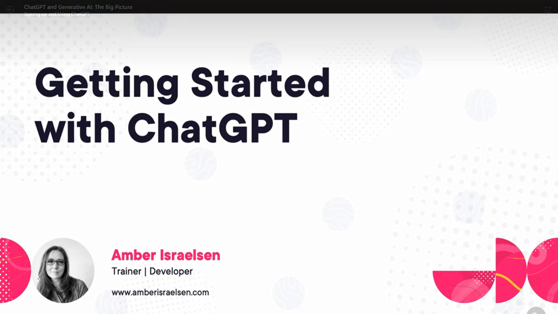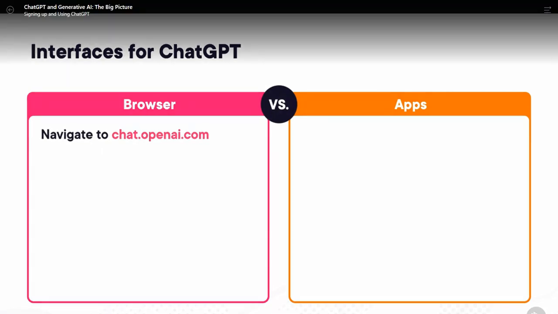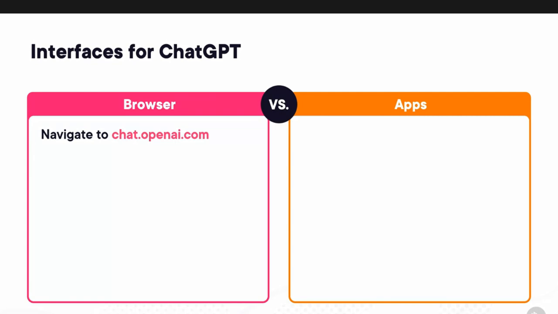Let's dive into ChatGPT and see how to start using it. First, how do you actually interact with ChatGPT? At the moment, the browser is the only option, by going to chat.openai.com, which is what we'll do in just a minute. It's super easy to get started.